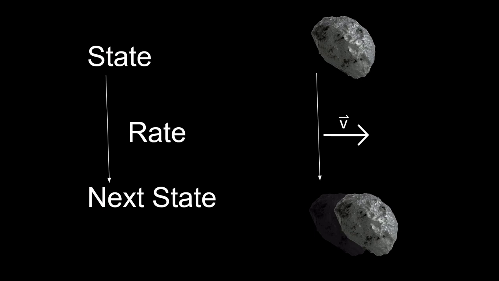And to explain that, I want to talk about physics simulations. So in a simulation, you have a state, you have a rate which can be applied to the state, and once it's applied, you get the next state. So position would be a state, and a velocity would be a rate. But states and rates could be more abstract things.